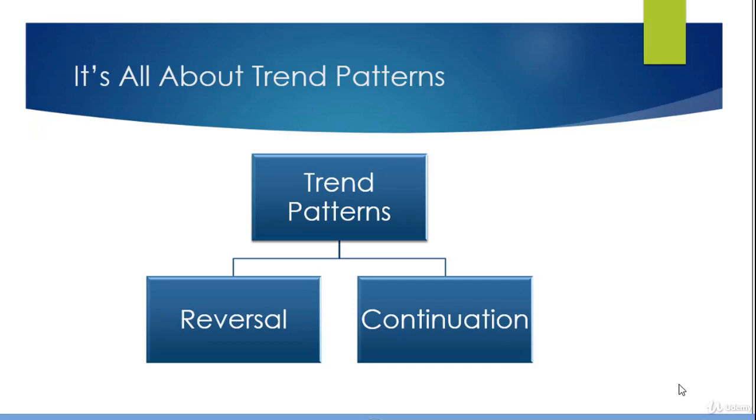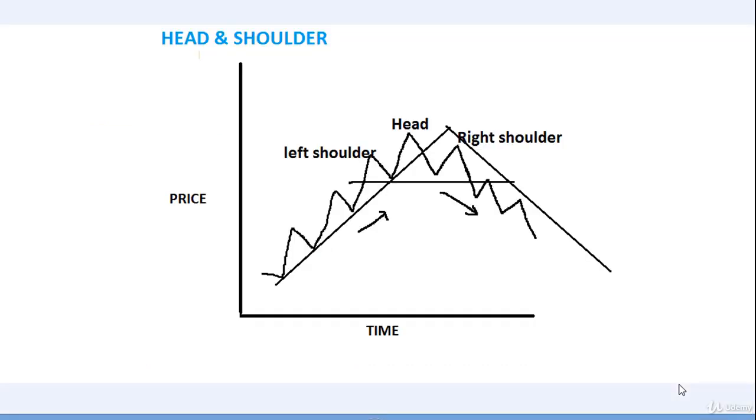The majority of chart patterns fall in two groups, reversal and continuation patterns. In this part, we will cover only reversal patterns. Reversal patterns give us an indication of change of trend. When the direction of trend changes, from uptrend to downtrend or downtrend to uptrend, these patterns can be seen in the chart. Our first reversal pattern is the head and shoulder pattern.